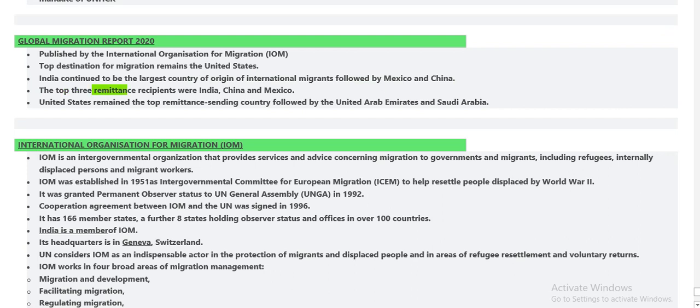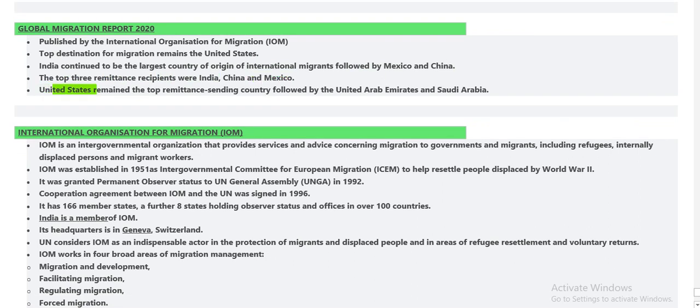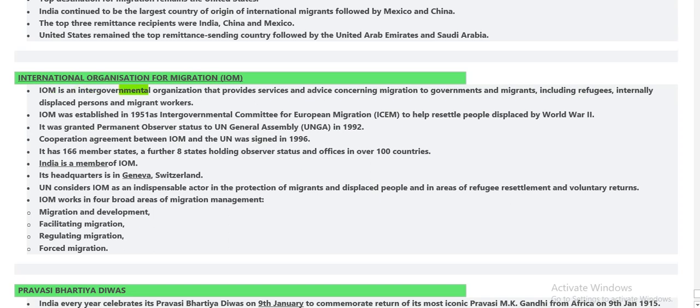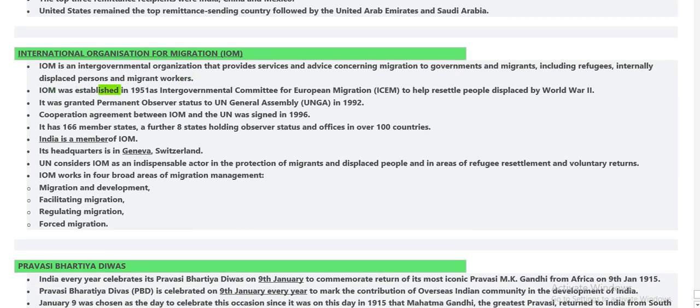Global Migration Report 2020, published by the International Organization for Migration, IOM. The top destination for migration remains the United States. India continued to be the largest country of origin of international migrants, followed by Mexico and China. The top 3 remittance recipients were India, China and Mexico. The United States remained the top remittance sending country, followed by the United Arab Emirates and Saudi Arabia.